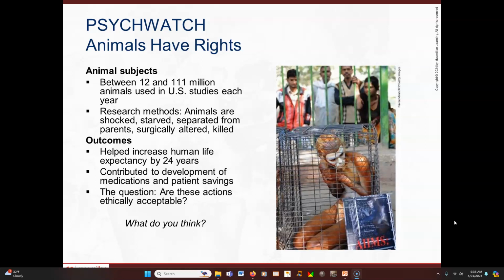Through the evolution of psychology and experimental research, there has been movement to discern that it is unethical to use certain methods on animals. When animals are shocked, starved, separated from parents, surgically altered, or even killed, that can cross ethical guidelines.